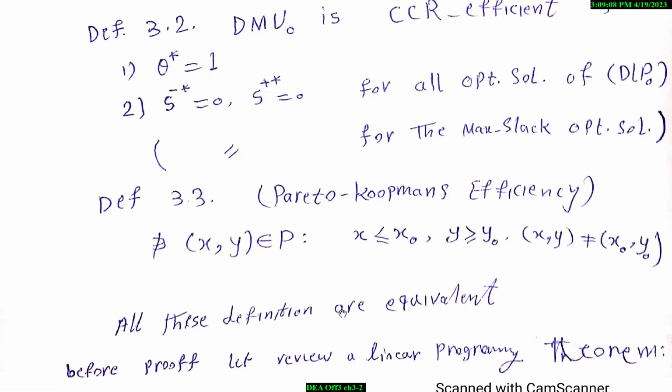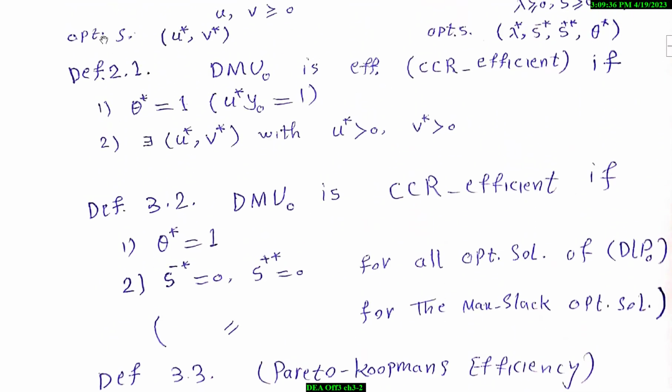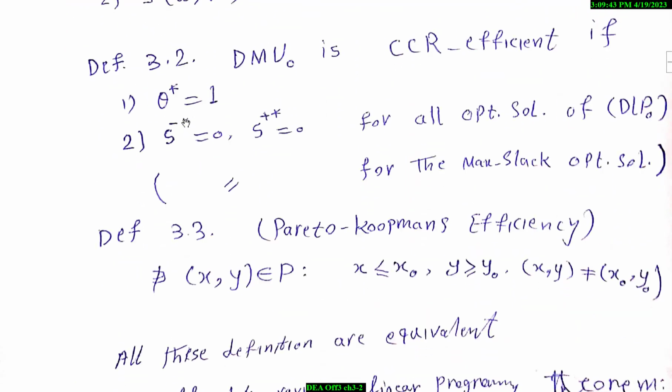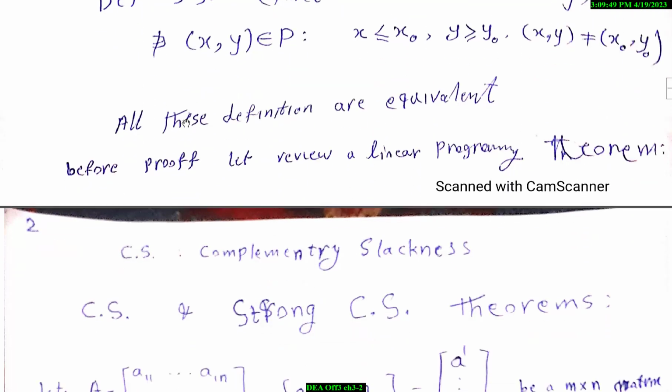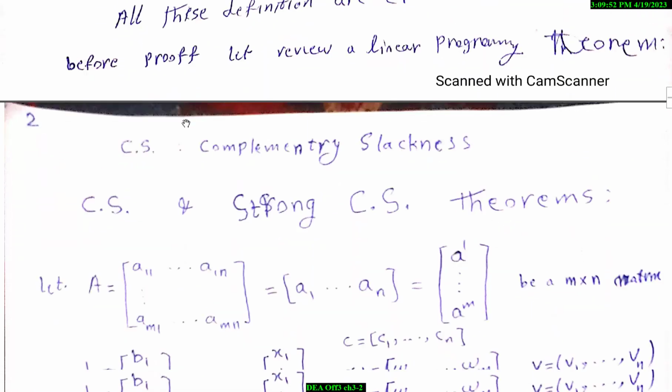All these definitions are equivalent, which means if we put P, the production possibility set for the CCR model, then DMU O is Pareto-Koopmans efficient if and only if it is CCR efficient with definition 3.2, if and only if it is CCR efficient in definition 2.1. Before proving, let's review a linear programming theorem named complementary slackness.